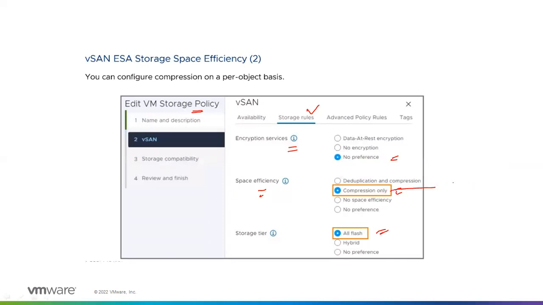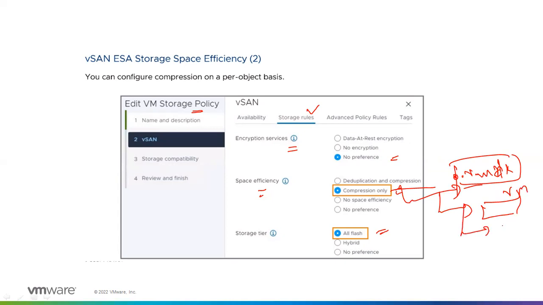So for a particular .vmdk file, I can enable it. This is the level of granularity I can enable for a particular object, like a VM folder, a snapshot, or a swap file. So I can enable compression at that particular object level as well, instead of the entire vSAN datastore.